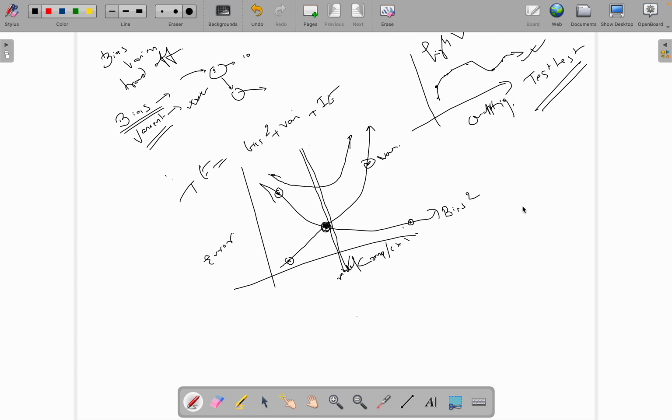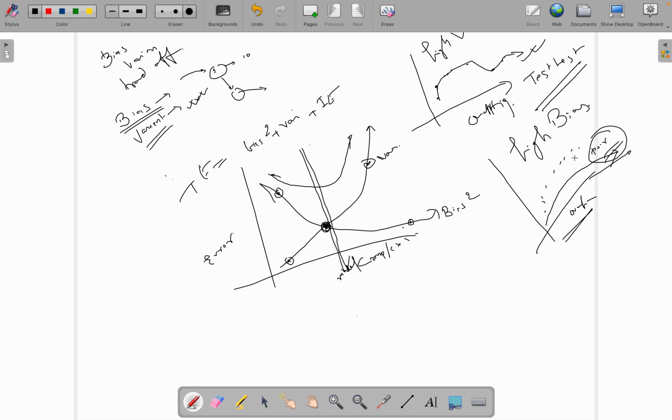When I talk about high bias, suppose I have some points here. Our model will behave something like this. So it will be poor on the training data as well as on the test data. Bias pays a lot of attention to the training data and oversimplifies the model. So it will perform poorly on both the training data as well as the test data.